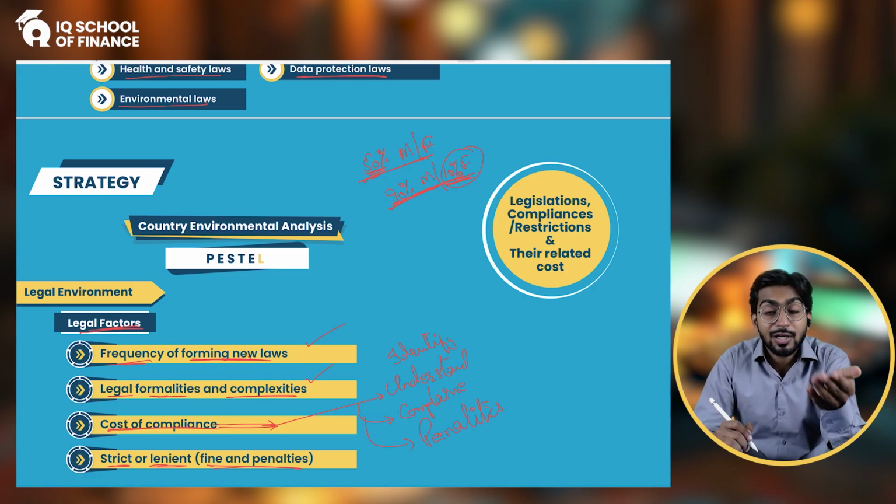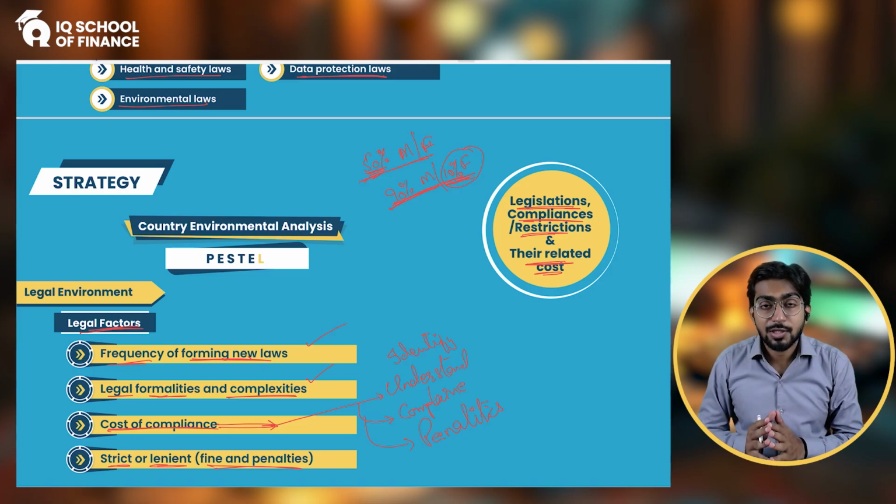If it's a strict legal environment, then you have to take care of everything, because they are going to punish you, penalize you, and impose fines on you. So the key is to look at the legislation, compliances, and restrictions imposed on you by the legal environment, the laws and regulations, and the related costs you have to pay to comply with them. And if you are not complying, you have to pay the cost in the form of fines and penalties. So this is what the PESTEL analysis is all about.